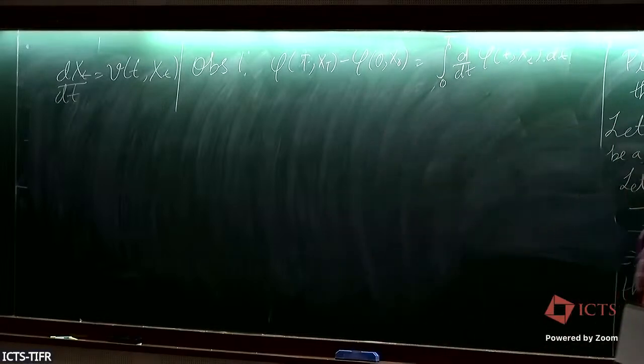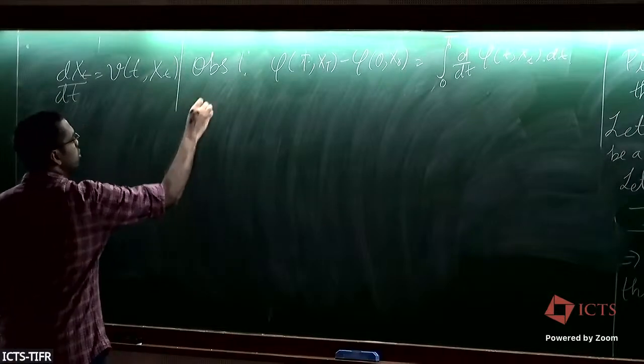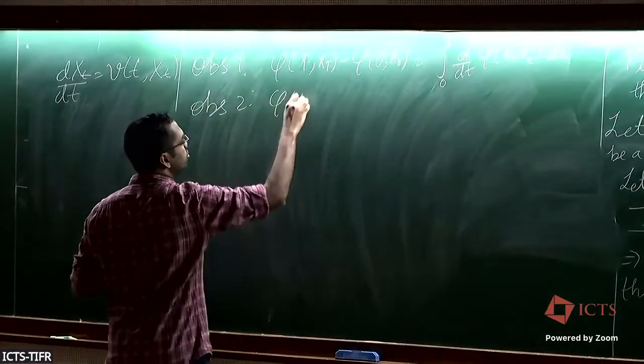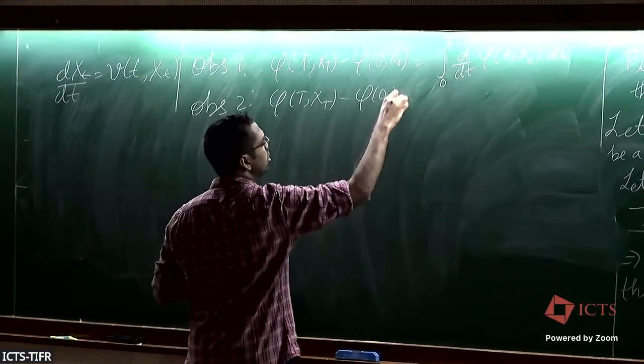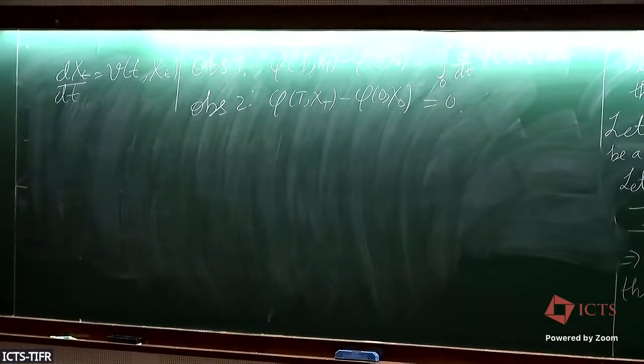Of course, this we know from the fundamental theorem of calculus. This is almost certainly true. And now observation 2: phi(T, x_T) minus phi(0, x_0) is equal to 0. Why is this? It's compactly supported. That's why it is 0. So now we can combine these two observations.